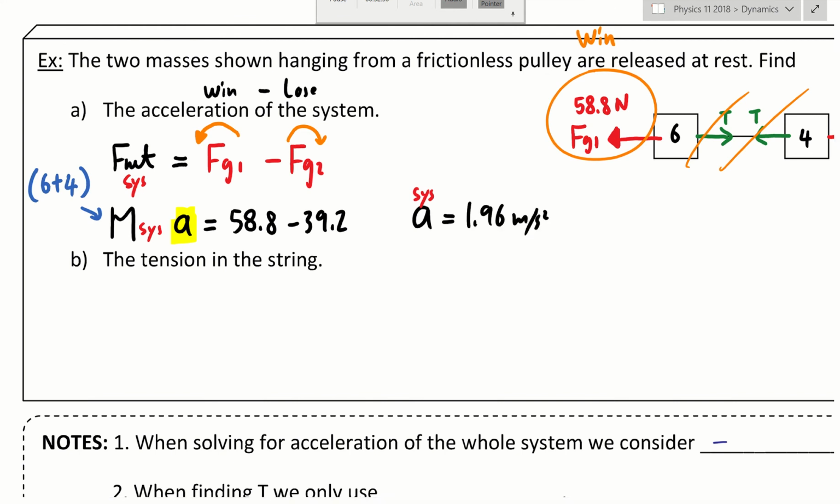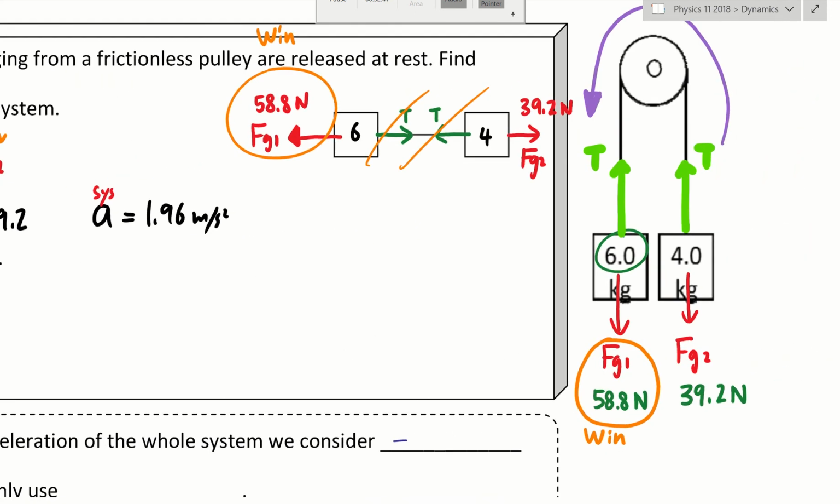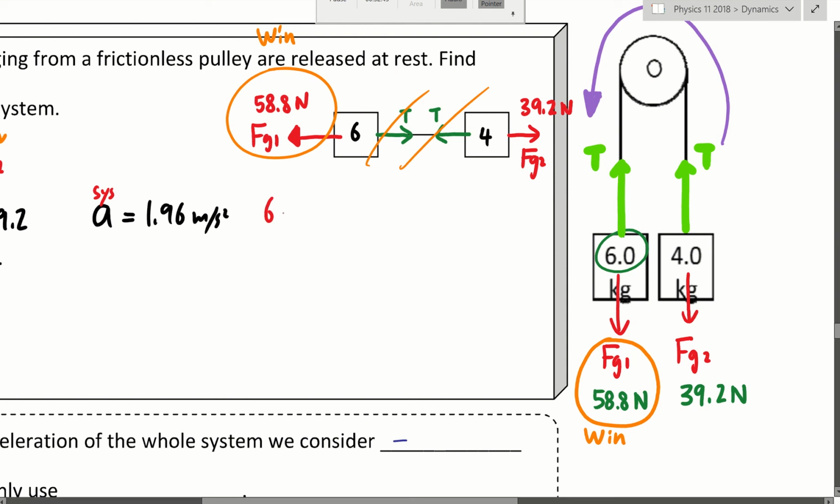Now, why don't I just say acceleration of the system? Because I don't know which one they want. They said acceleration of the system, right? What is the acceleration of an individual object? For example, look at this picture. What is the acceleration for the 6 kilogram mass? The 6 kilogram mass goes down. That's the direction.